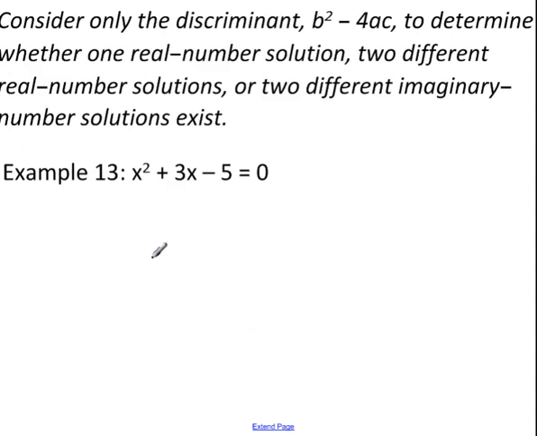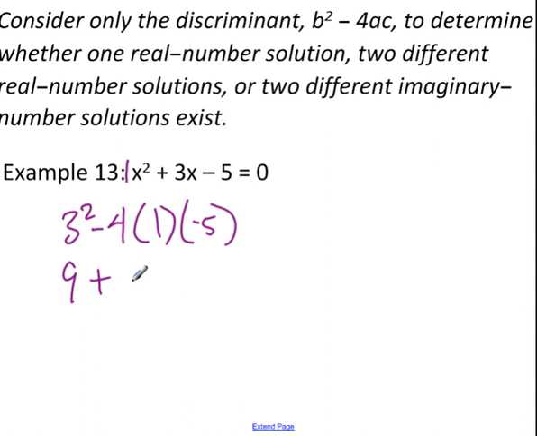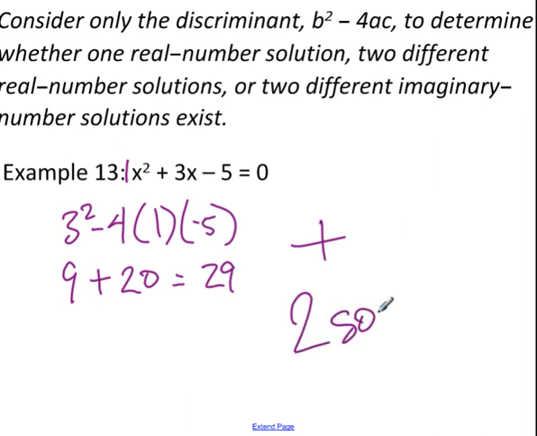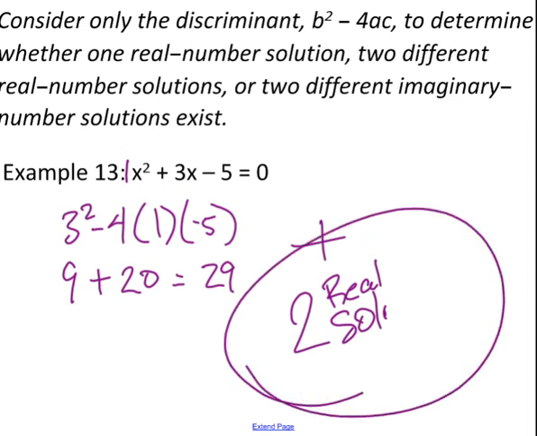So example number 13. Here we go, b squared. B squared is going to be 3 squared minus 4 times a, 1, and b, negative 5. Another good reason why we plug things in using our parentheses. 3 squared gives us 9. Negative 4 times negative 5 becomes positive 20, which comes out to 29. Our answer is positive. That means 2 solutions. 2 real solutions, I guess I should say. So 2 real solutions because it comes out positive.